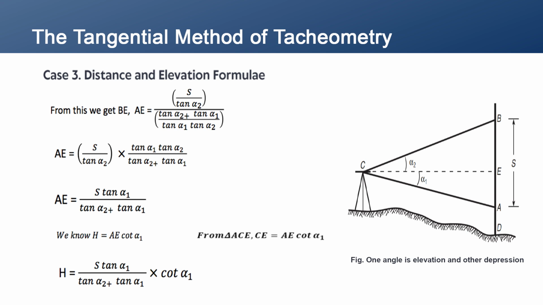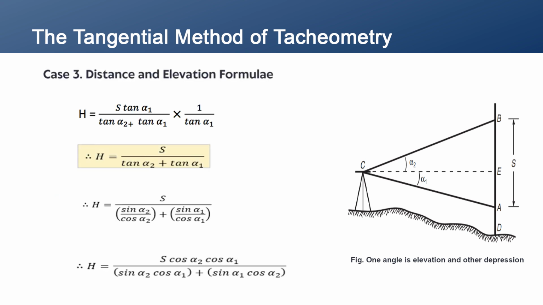We know H is equal to AE cot α1 from the triangle ACE. Therefore, H can be written as H = S tan α1 / (tan α2 + tan α1) × cot α1. Cot is 1 by tan. Therefore, H = S tan α1 / (tan α2 + tan α1) × 1/tan α1. This leads to H = S / (tan α2 + tan α1).